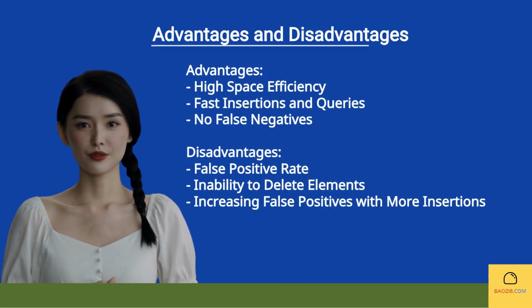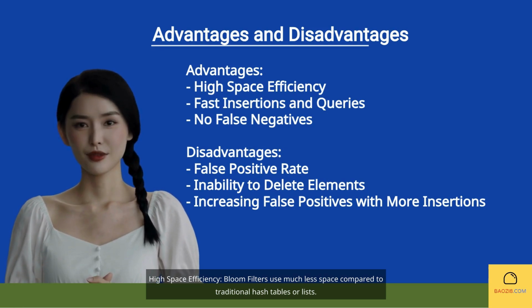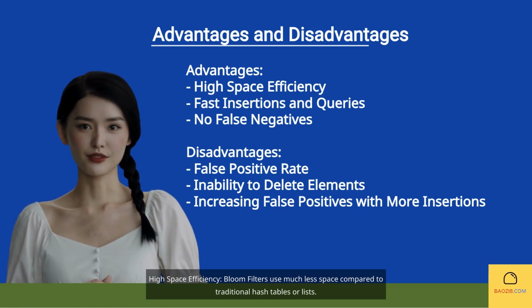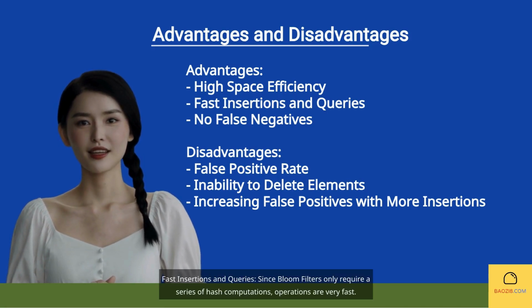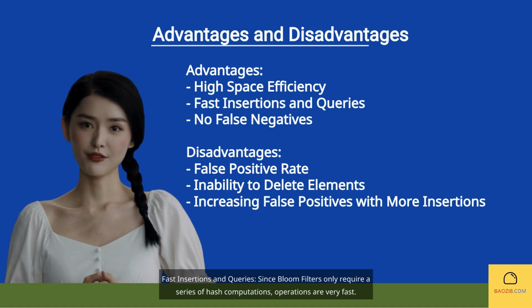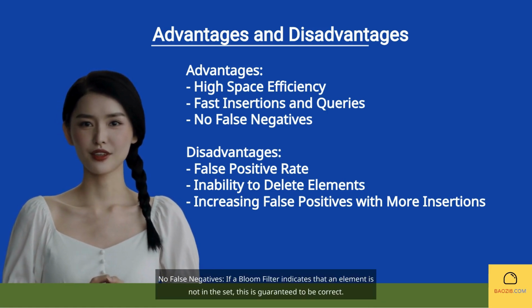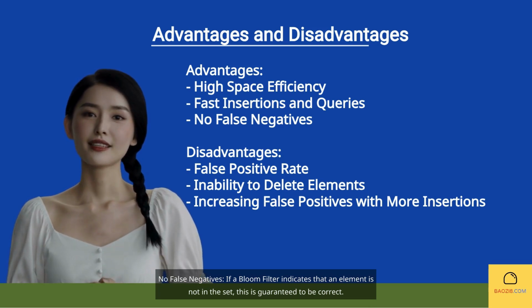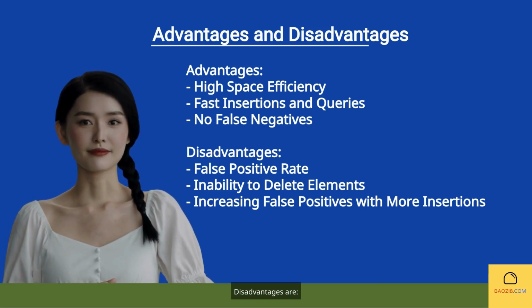Advantages are: 1. High space efficiency. Bloom filters use much less space compared to traditional hash tables or lists. 2. Fast insertions and queries. Since Bloom filters only require a series of hash computations, operations are very fast. 3. No false negatives. If a Bloom filter indicates that an element is not in the set, this is guaranteed to be correct. Disadvantages are: 1.